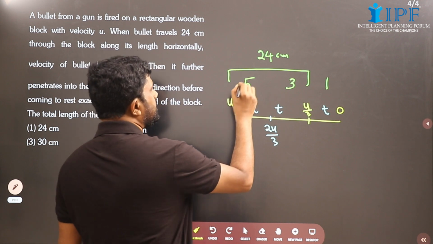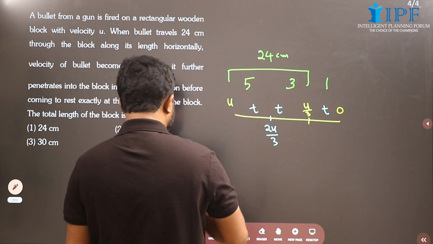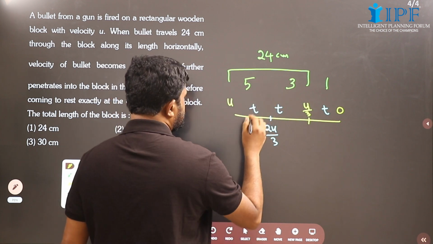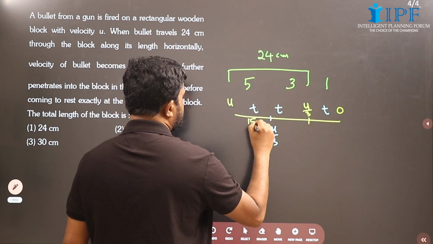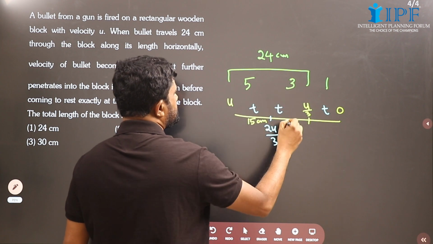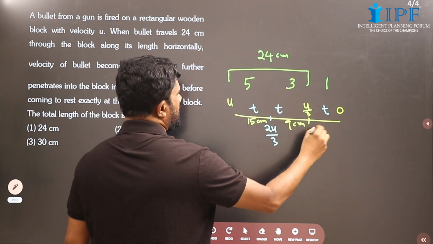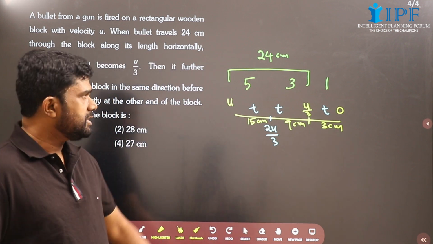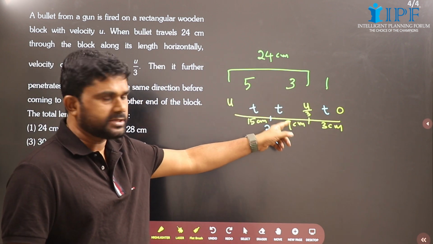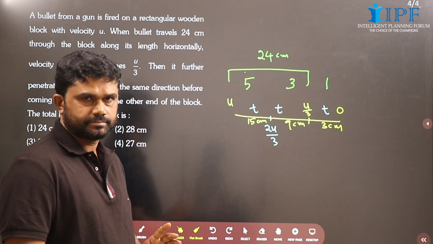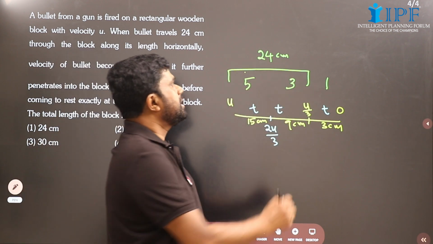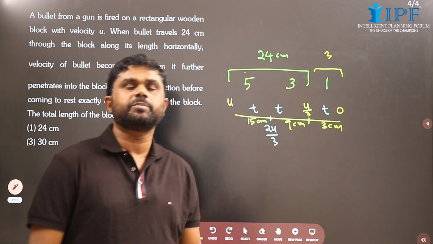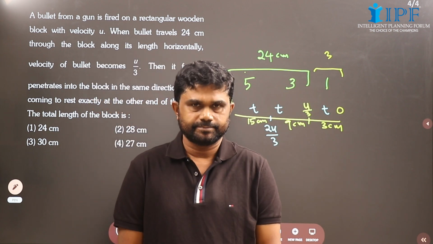So this will be, see, this is actually 15. Now let me write here, this is 15 centimeter. Okay, this is 9 centimeter and this is 3 centimeter because each part equal to 3. Here this is equivalent to 3 parts, this is equivalent to 5 parts. So this will be 24 and this will be 3. Total length of the block will be 27 centimeter.